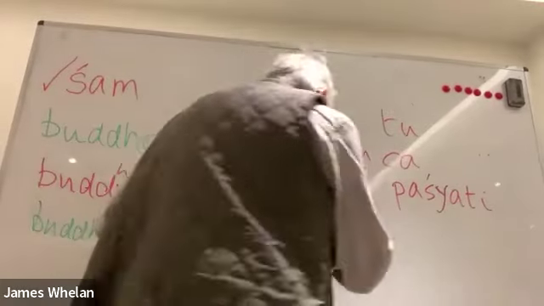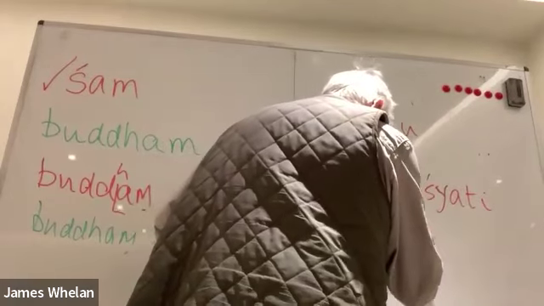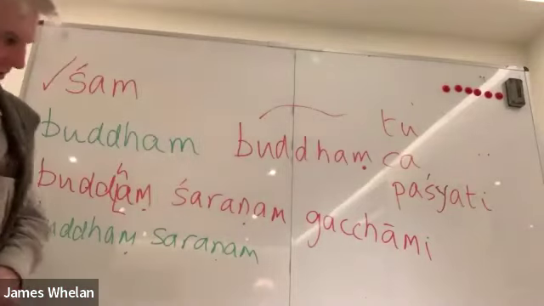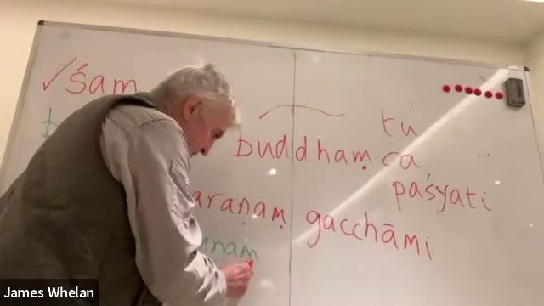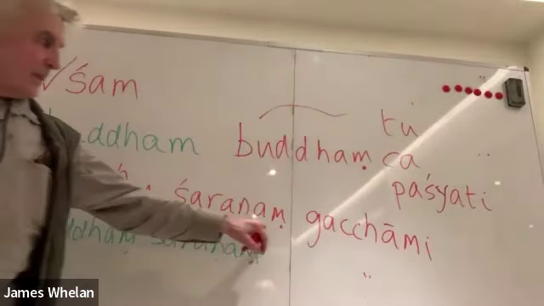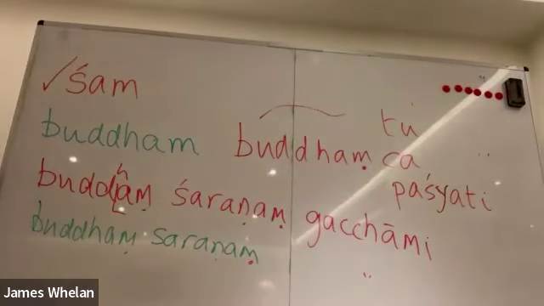For the Gacchami, again, it's exactly the same word in Sanskrit and Pali, Gacchami, I go. And again, here you've got the anuswara, but it's followed by a g. Now, if you've got the anuswara followed by a g or a k, it automatically becomes a ng sound anyway, because it's pronounced at the same point, exactly the same way as in English.